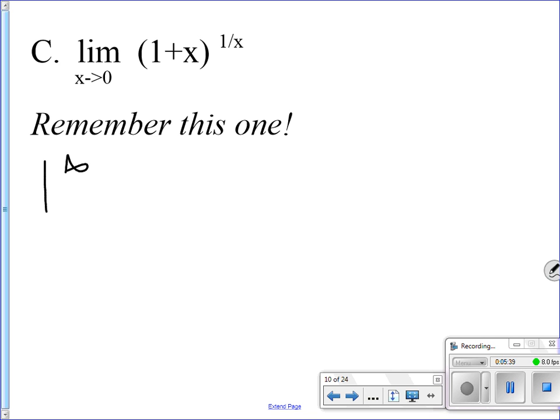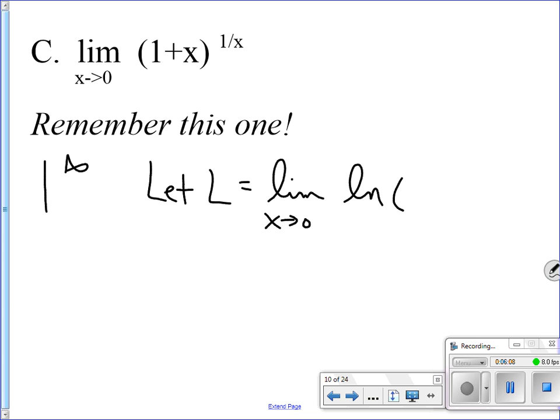Yeah, when you plug in 0, this is in the form 1 to the infinity. Is that one of those indeterminate types? Yeah. So now we know we're going to have to find the limit of the ln of that. So I'm going to say let L equal the limit as x approaches 0 of the ln of 1 plus x to the 1 over x.